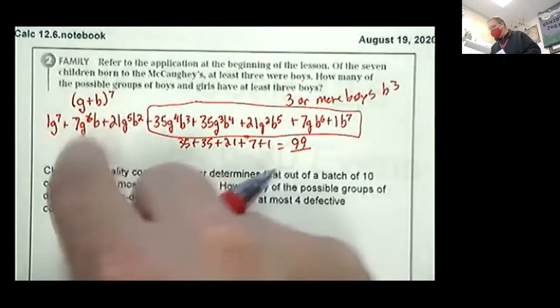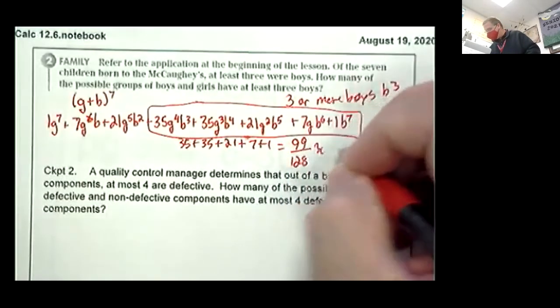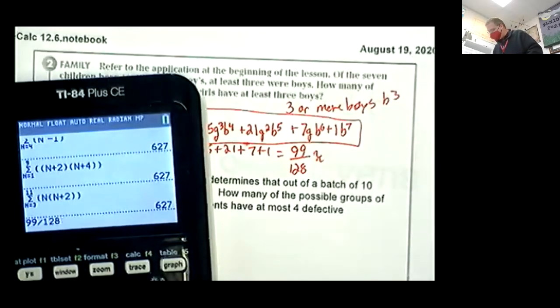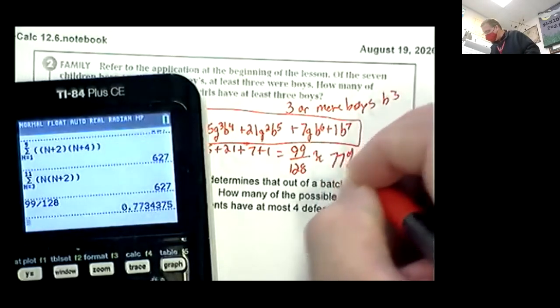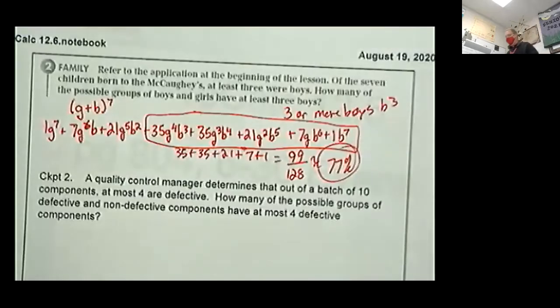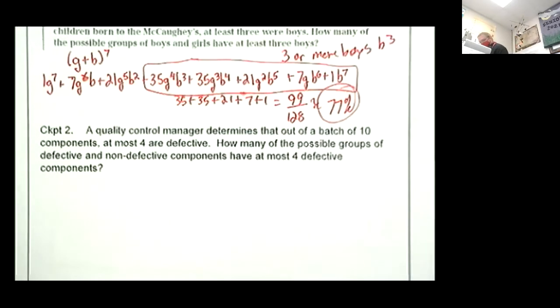So add in the 21, the 7, the 1, that's 128. And that gives us a percentage of the likelihood that if they had 7 kids, they'd have at least 3 boys. That would be 77%. Now, again, that's assuming that it's a 50% split on the chance of having a boy or a girl. We're going to skip checkpoint 2.